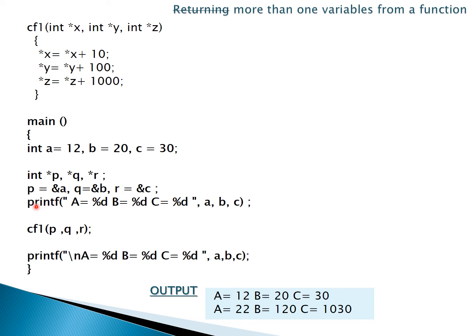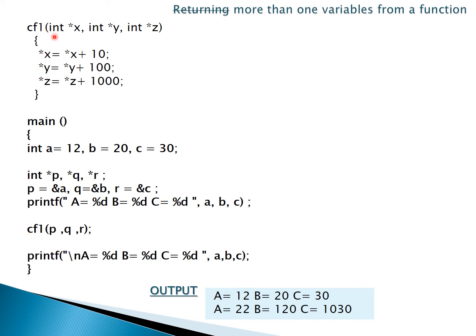Then we will print the values. Here in this statement, we are printing simply the contents of these variables using the variable names. These are the variable names, so this will be the output. The value of A is 12, B is 20, C is 30, the same. It's very simple. Then we are sending the addresses to the function cf1.